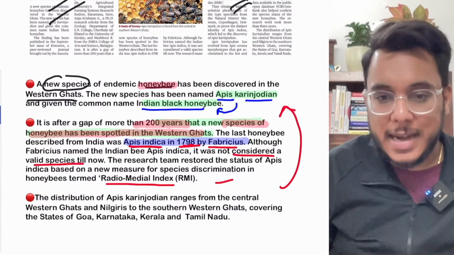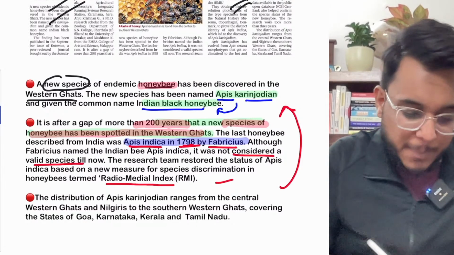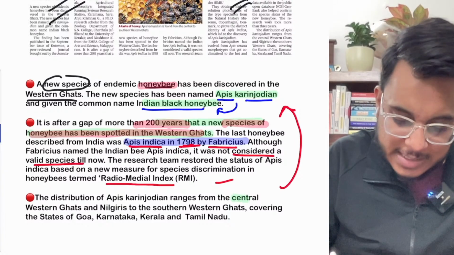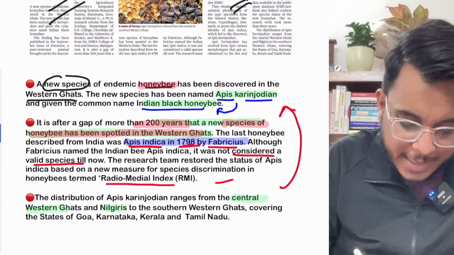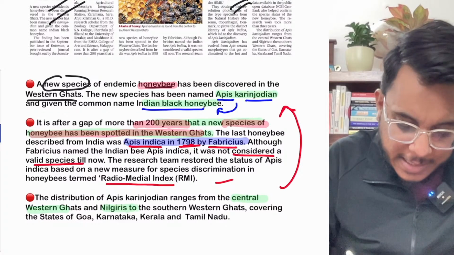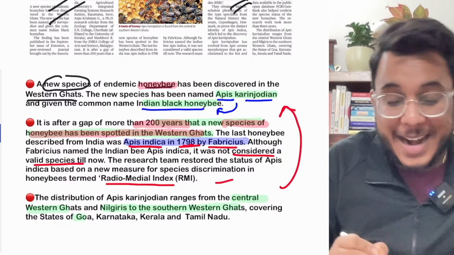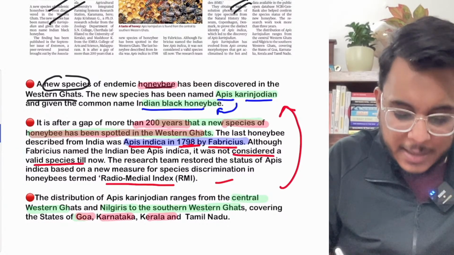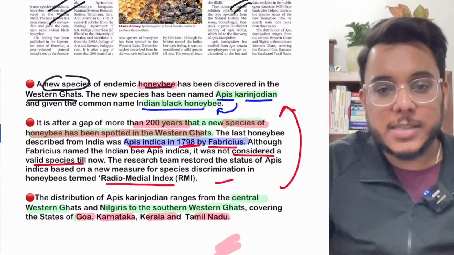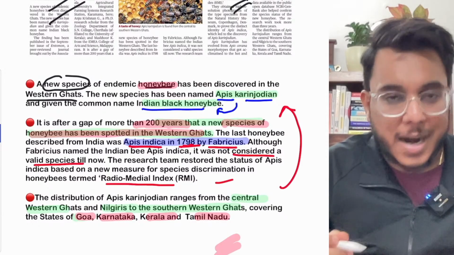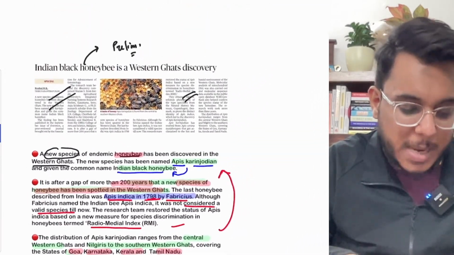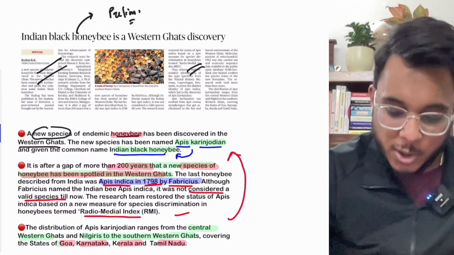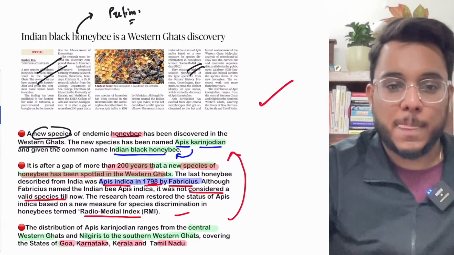Now when we talk about the Indian black honeybee, or Apis karinjodian, the range of this particular bee is the central Western Ghats and Nilgiris to the southern Western Ghats. With respect to the states, it covers Goa, Karnataka, Kerala and Tamil Nadu. So in all these states, and particularly in the Western Ghats, it is found. Please keep it in mind for the prelims examination, because many times such questions have been asked. Now moving on.